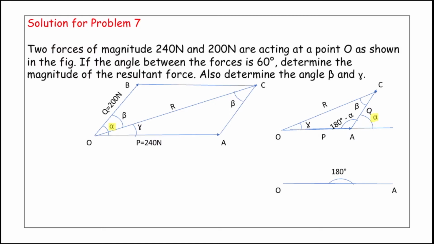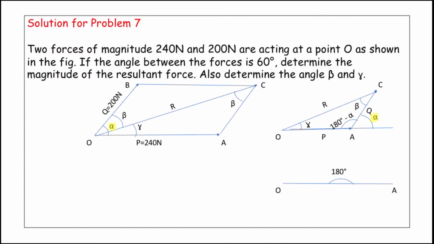The diagonal is the resultant. We have to find the resultant from this, and determine the angles beta and gamma. Beta is the angle between R and Q, and gamma is the angle between R and P.